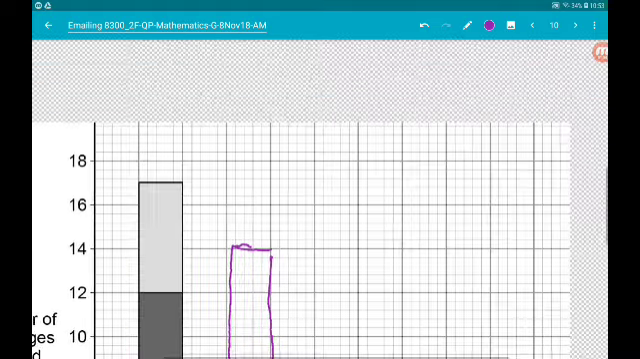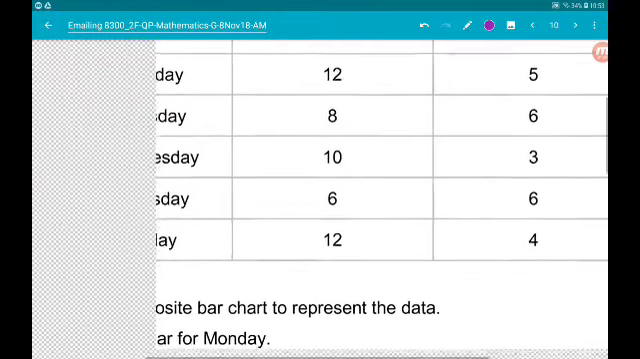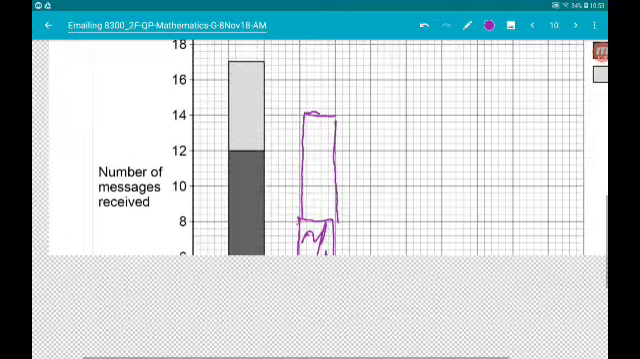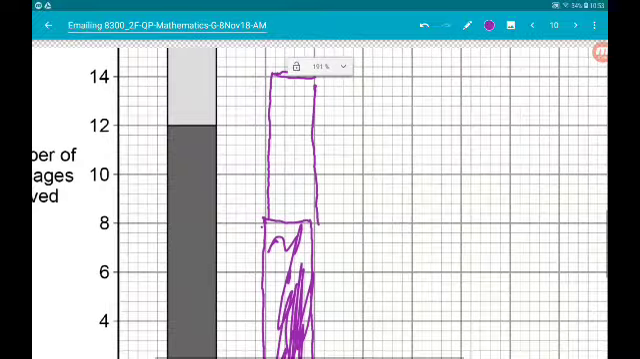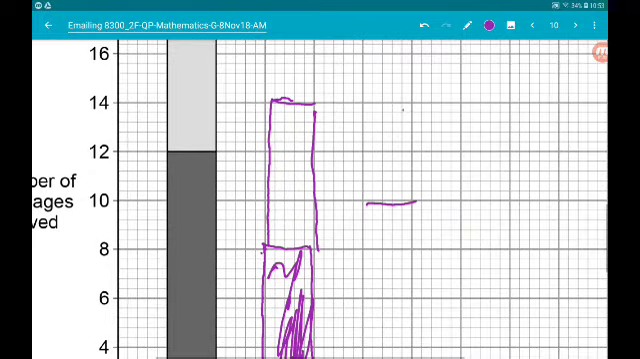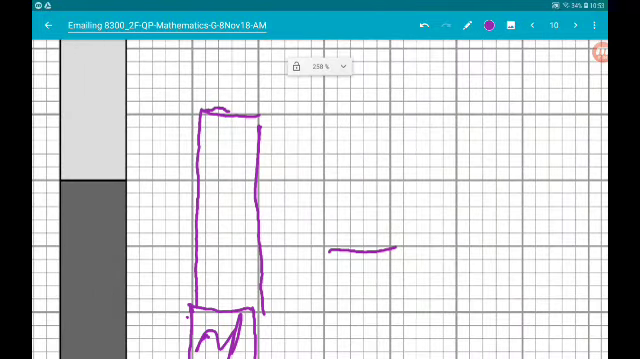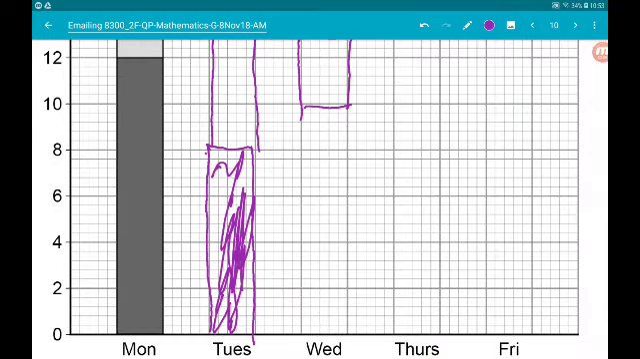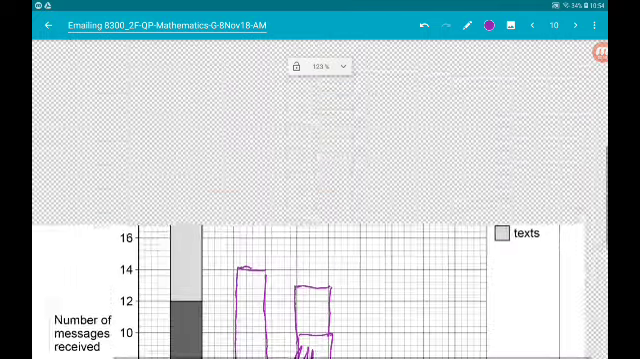On Wednesday, he's had 10 emails and 3 texts. So 10 is there. He's had 13 messages altogether, so that is about there. Colour that bit in. Cool. Thursday.